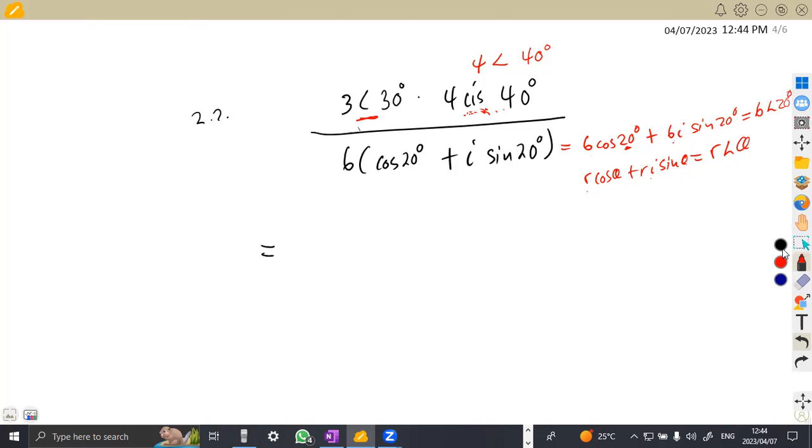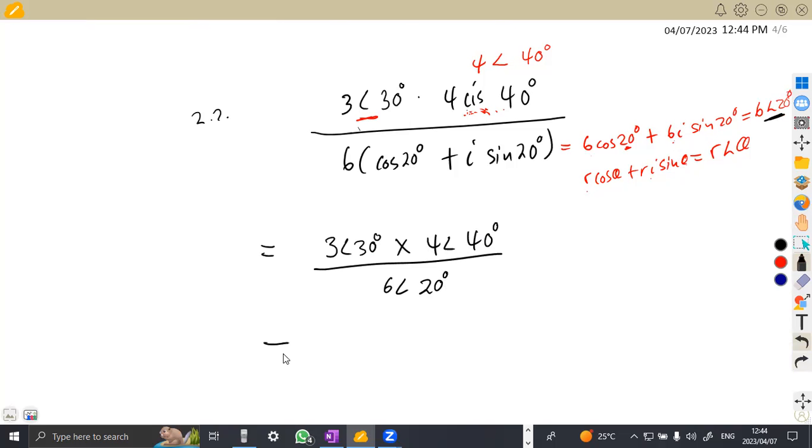All right, so meaning to say, we were supposed to multiply 3 angle of 30 degrees times 4 angle of 40 degrees. In this case, you write in the same format. If you want to use cis, you work with cis here. I'm just going to use this angle, and this gave us 6 angle of 20 degrees.